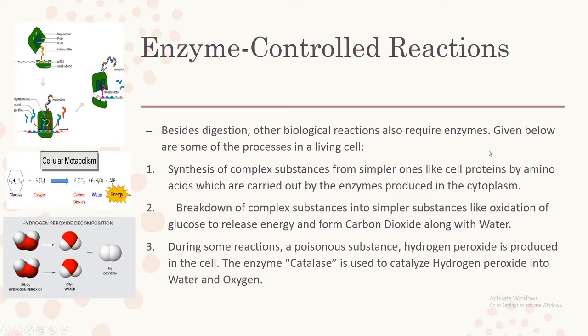Synthesis of complex substances from simpler ones, like cell proteins from amino acids, is carried out by the enzymes produced in the cytoplasm. Now, enzymes produced in the cytoplasm basically means produced by the organelles. Synthesis of complex substances is like anabolism because they are created from simpler to complex substances. This is a ribosome. If you remember in the cell chapter, the first chapter of biology, we studied protein synthesis.